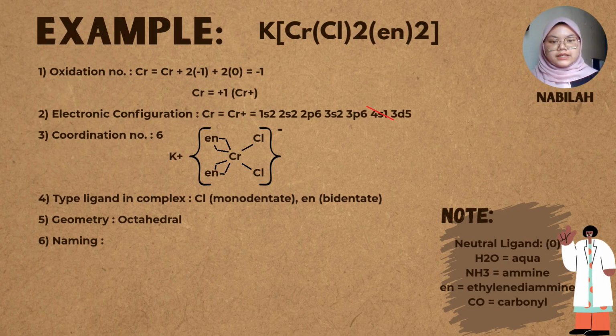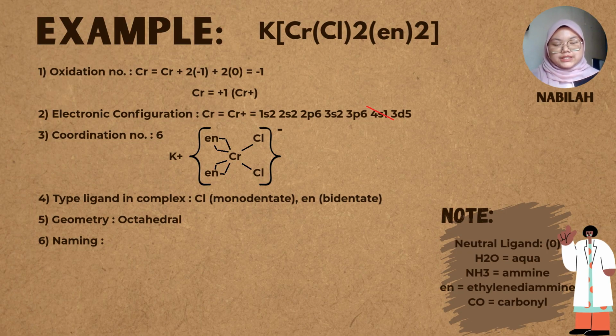Okay, let us look at this example. K[CrCl2(en)2]. First, potassium is the counter ion, so it is named first. Next, we determine the oxidation number of chromium. Chloride has a charge of -1, ethylenediamine is neutral, and the overall charge of the complex is -1. Therefore, the oxidation state of chromium is +1.